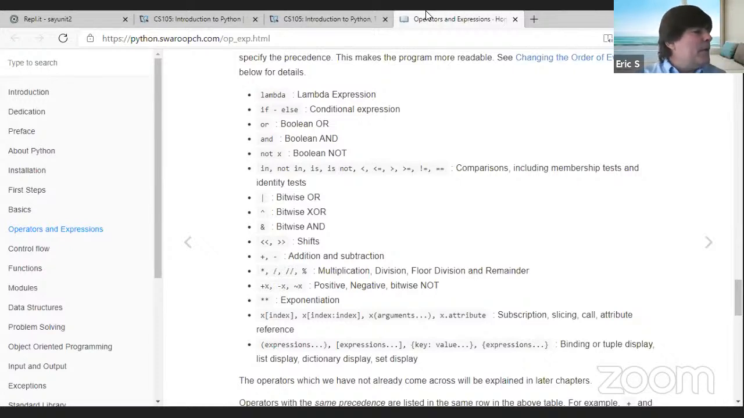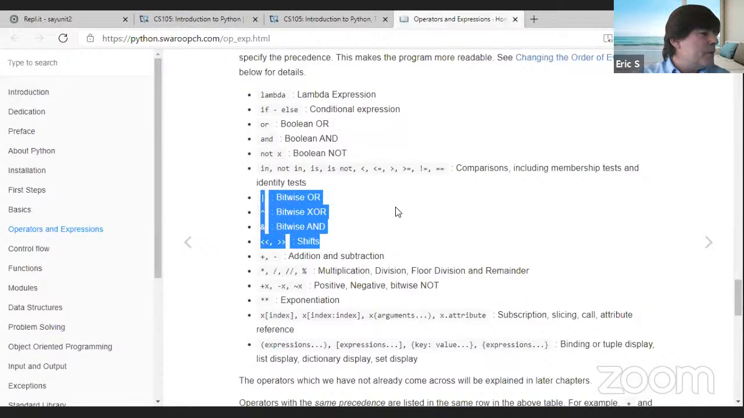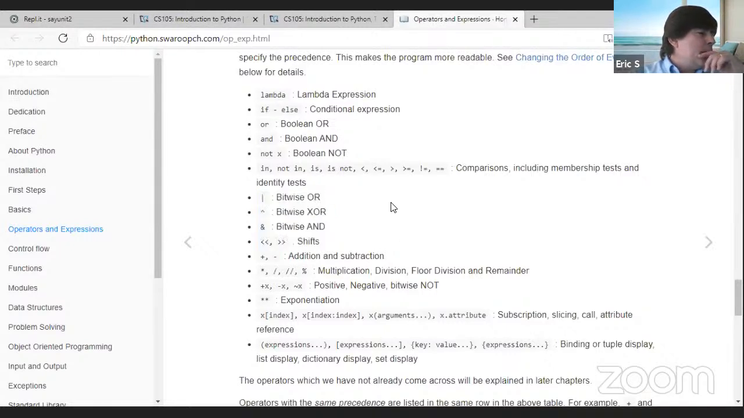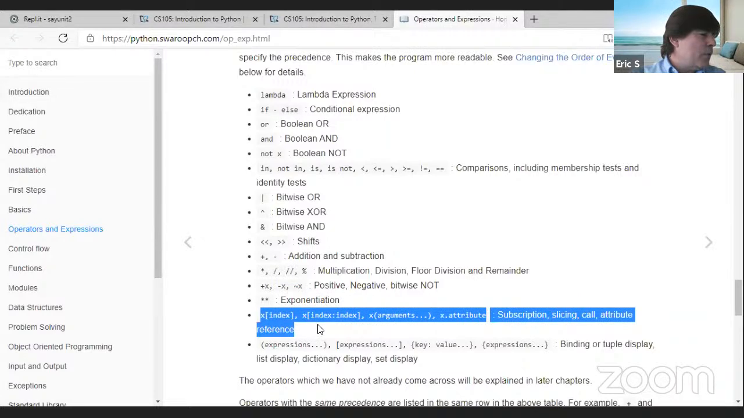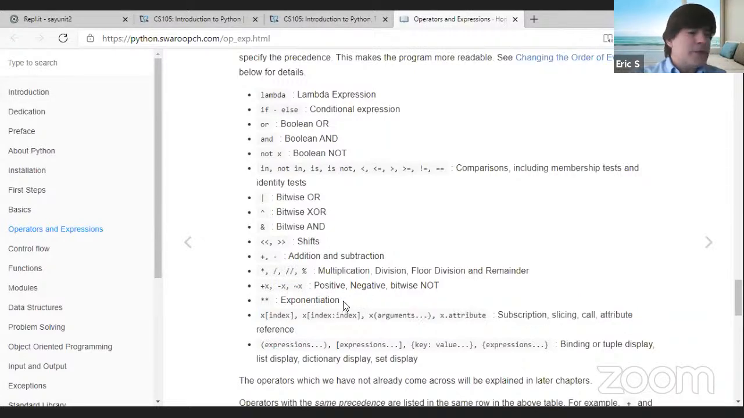So for now, at the introductory level, the bitwise and, or, and nots aren't going to be relevant, but they're on the list, and shifts as well. You can shift bits around too. I don't know why they made this table this way. I would have flipped it upside down, because exponentiation, we'll get into indexing later in the course. So right now, for all intents and purposes, what you need to know for this unit is that exponentiation has the highest precedence.